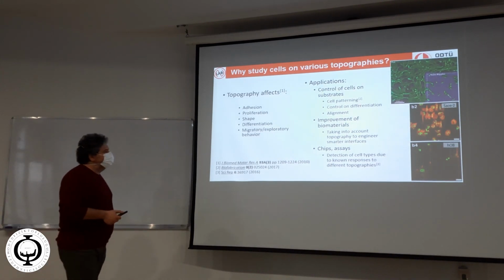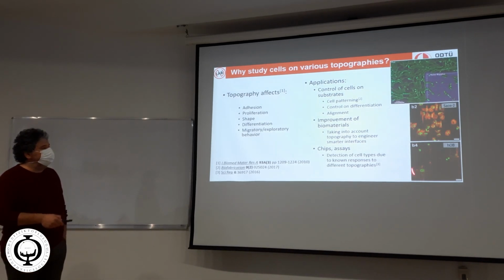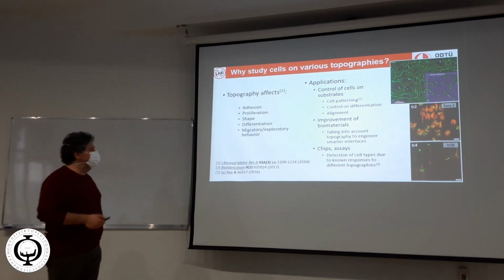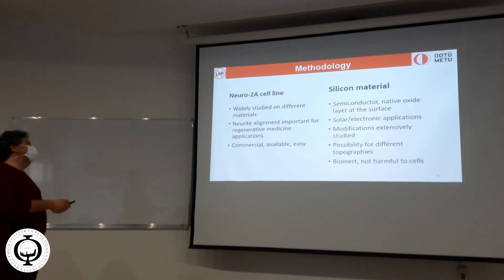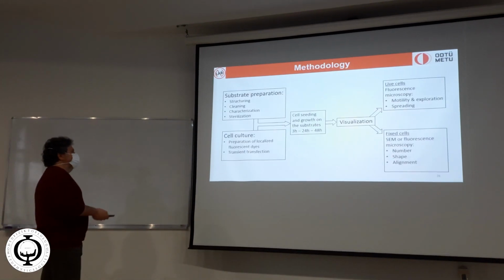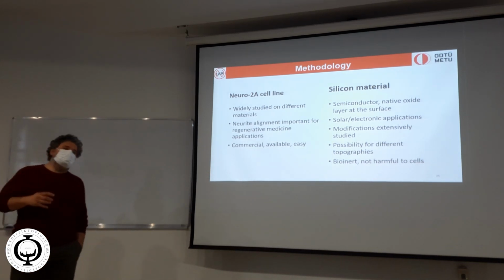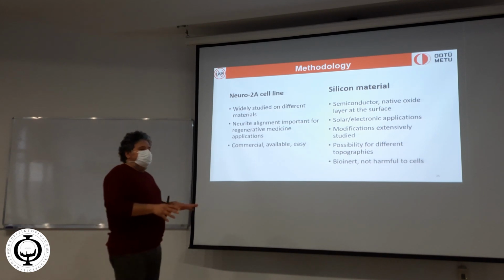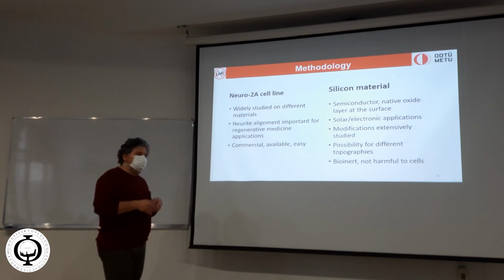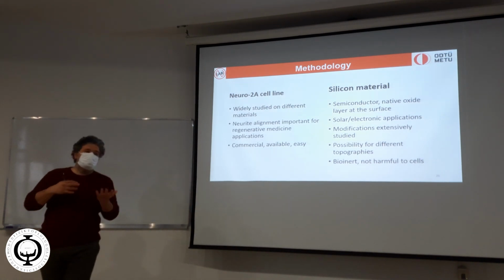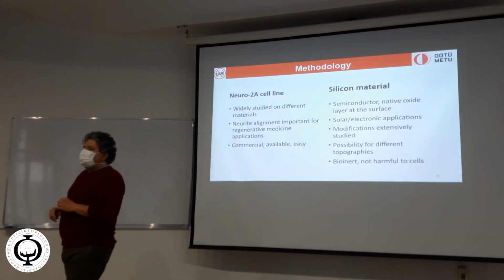So there are examples in literature. For example, you can use the topography to align them, which is something we have studied also here extensively. So, why neurons? Because it's widely studied on different materials, and neurons are especially one of those cell lines which are susceptible to changes in the topography. Some epidermis cells could be as well, some muscle cells and bone cells are also, but neurons are quite receptive.